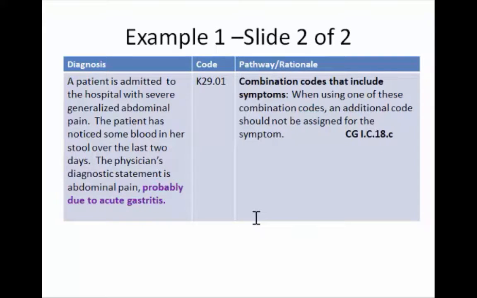And there's also combination codes like K29.01 that uses the bleeding as part of the code. So whenever that combination code includes your symptoms, then you don't need to code that symptom, in this case the bleeding or the pain.